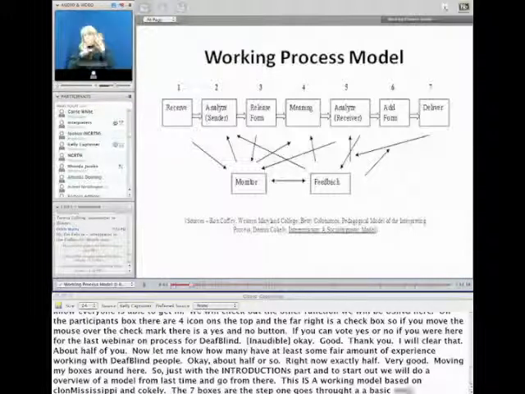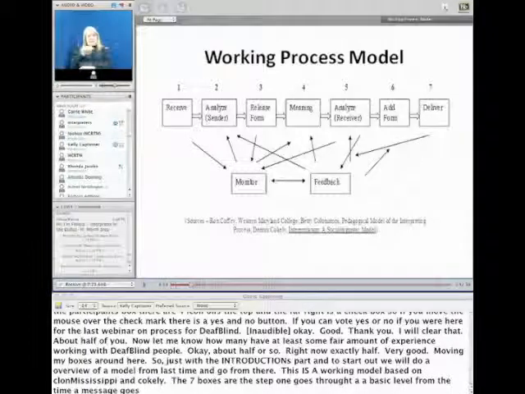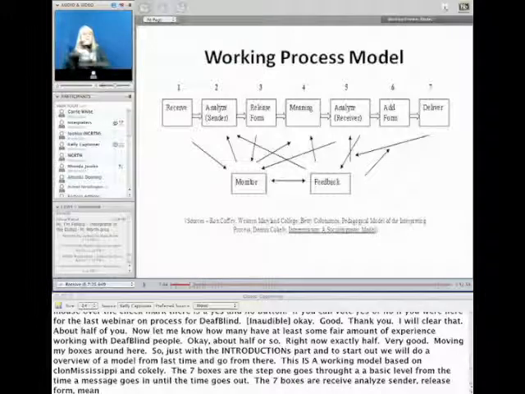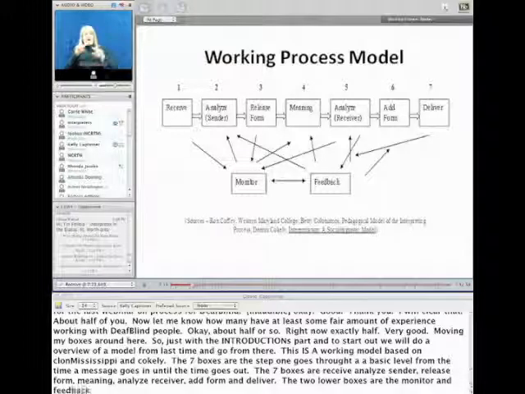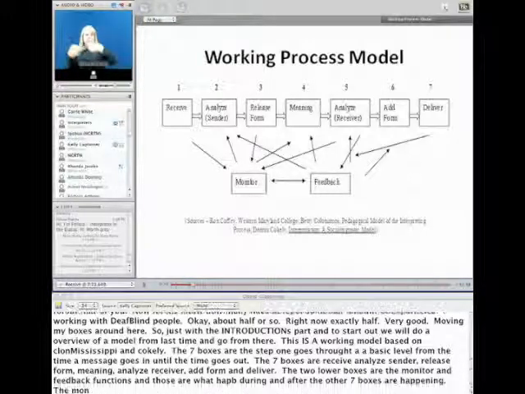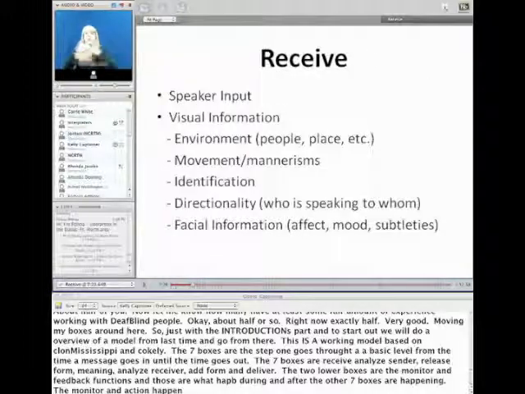So just reading across here, the 7 boxes are receive, then analyze sender, release form, meaning, analyze receiver, add form, and then deliver. And the 2 lower boxes are the monitor and feedback functions. And those are what happens during and after, while all those other 7 boxes are happening. And the arrows that are going in all directions show that the monitor and feedback functions are happening during all parts of the process. So now we'll expand on this a bit.